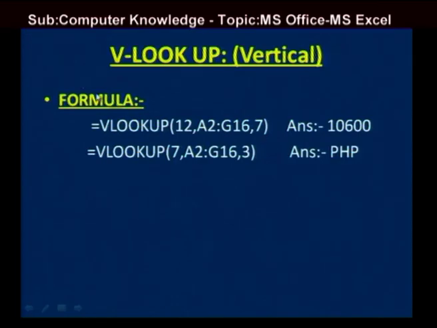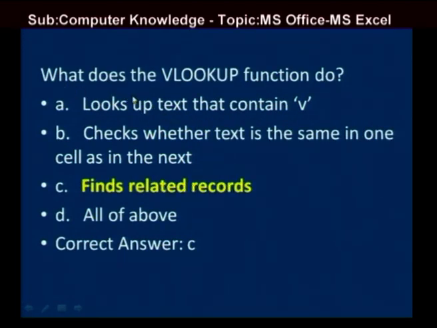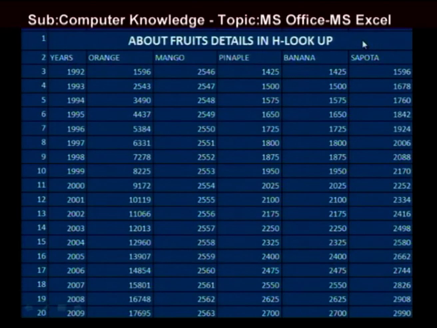What does the VLOOKUP function do? It finds the related records in a vertical way. Vertical searching is what we use to find the options. Next HLOOKUP. HLOOKUP means horizontal calculations. It searches the related data horizontally.